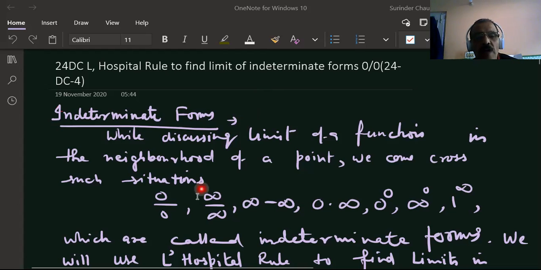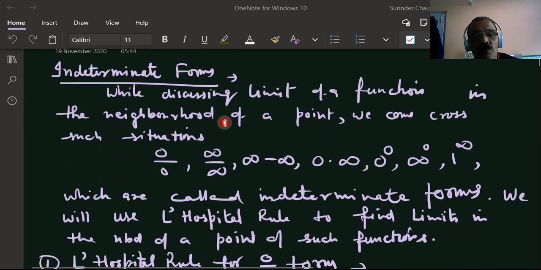The forms of the type 0 by 0, infinity by infinity, infinity minus infinity, 0 into infinity, 0 to the power 0, infinity to the power 0 and 1 to the power infinity. These seven forms are called indeterminate forms. These we obtain while finding the limit. If we substitute the limiting value in the function, then we get such kinds of forms. If such forms are formed, then we can find those limits with the help of the L'Hospital rule, and these forms are called indeterminate forms.